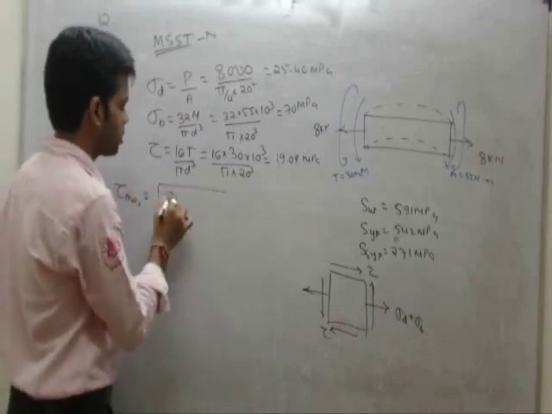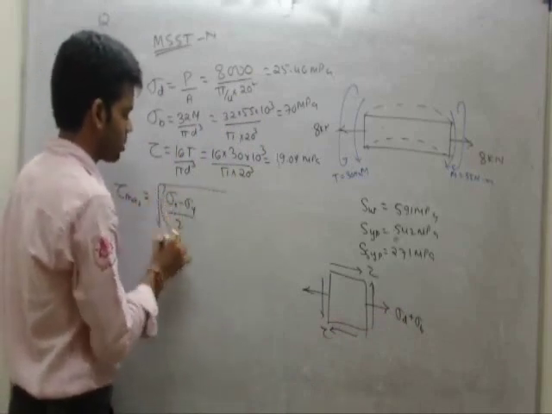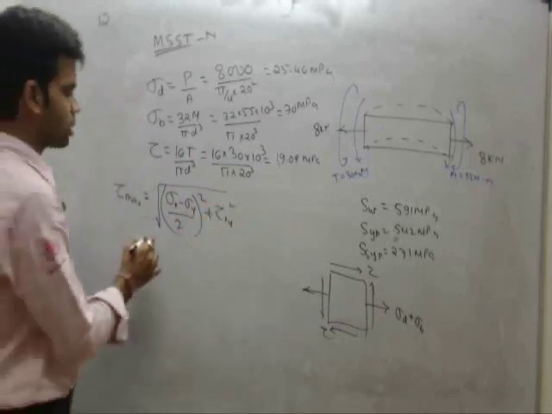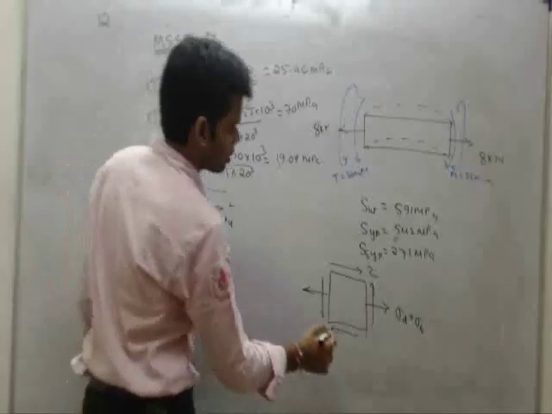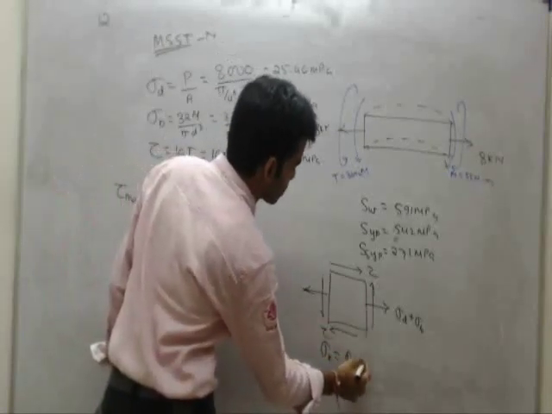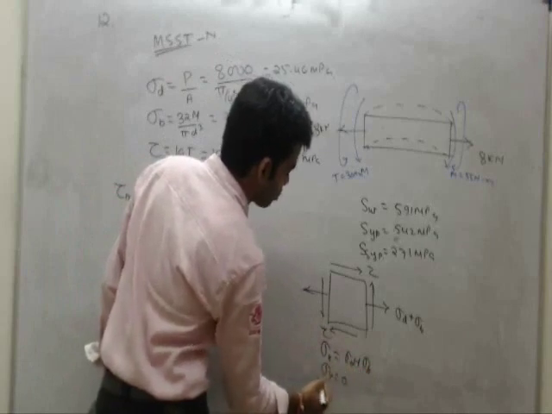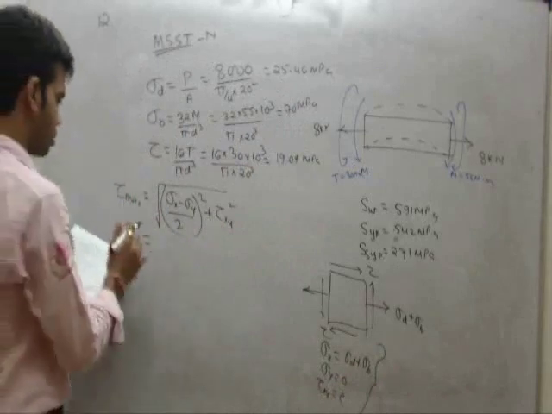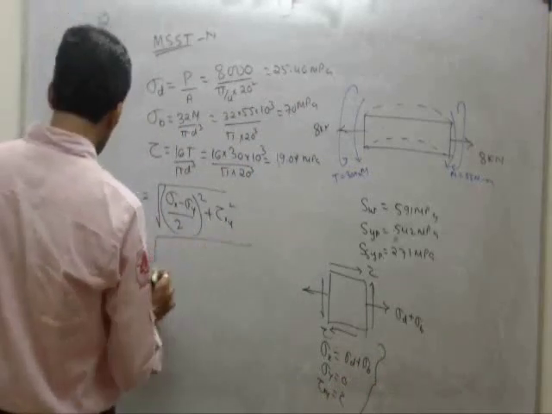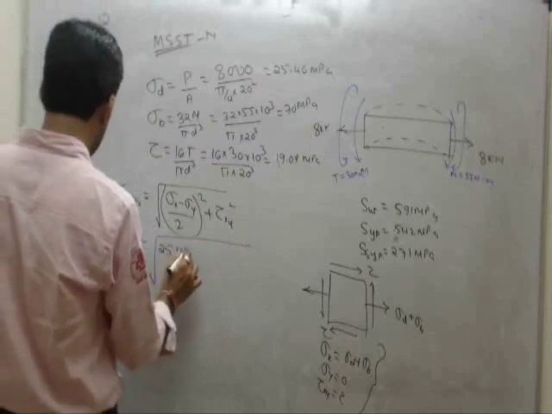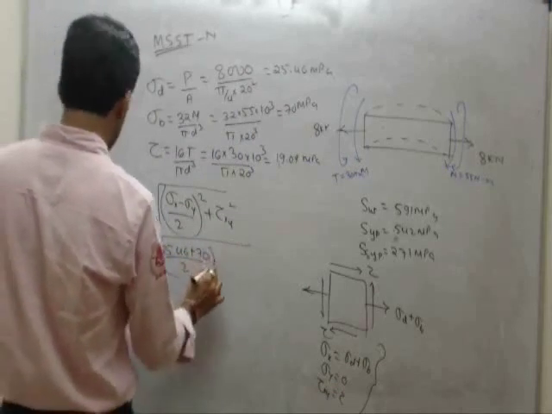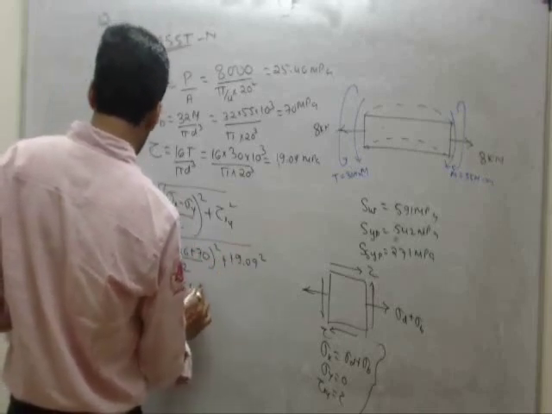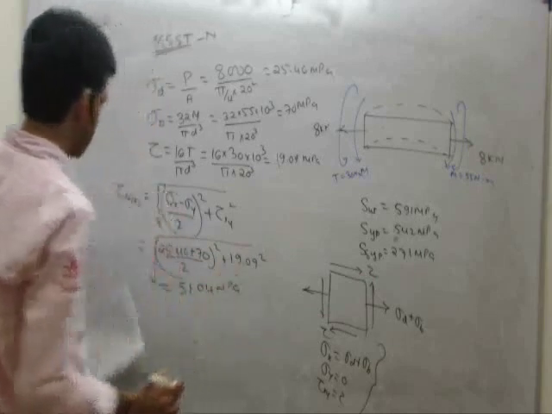We know tau max is under root of (sigma x minus sigma y by 2) whole square plus tau xy square. Just put the value. Sigma x is nothing but sigma d plus sigma b, sigma y is 0 and tau xy is tau, which we have already determined. Just put all the values. So we will get from here under root of (25.46 plus 70 by 2) square plus 19.09 square. So this will be equal to 51.04 megapascal. This is tau max.